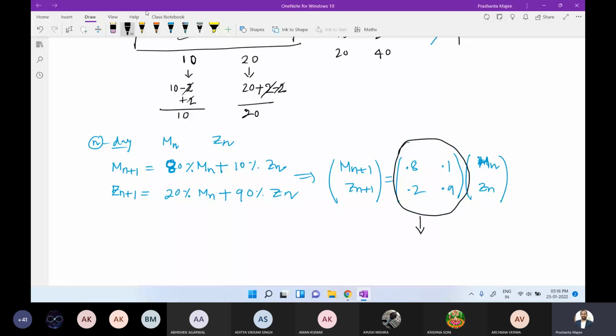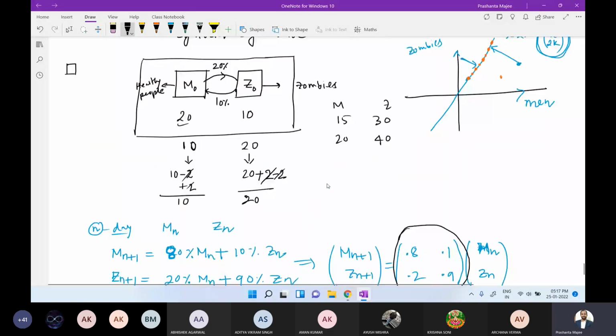Eigenvector of this matrix will be k and 2k. K is any real number. So all the points on this vector will be equilibrium points. If you choose any other point, it will be converging to a point on this line, or on this vector.